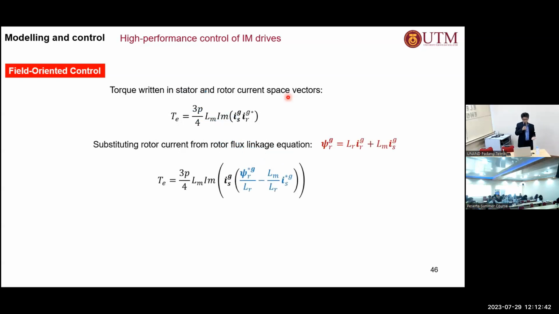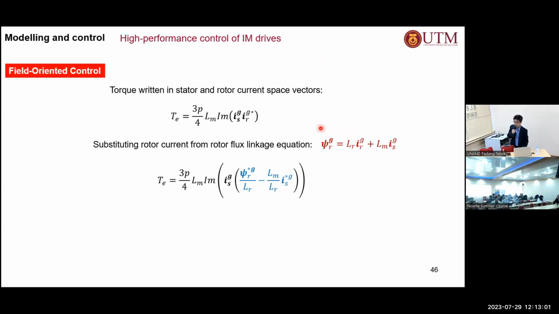All right. So in practice, obviously, we cannot measure the rotor current, especially when it is a squirrel cage, then it is impossible for us to know what the rotor current is. So we have to remove the rotor current. Okay, so we have to remove the rotor current using the rotor flux linkage equations that we have developed earlier.